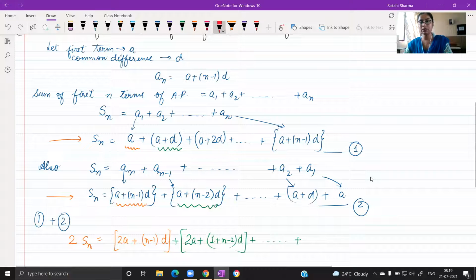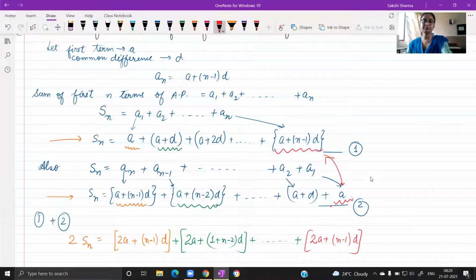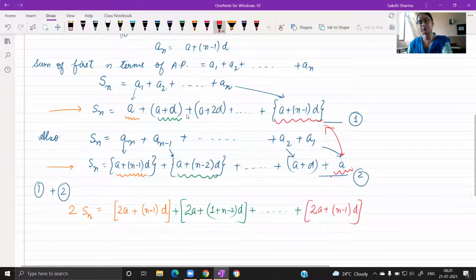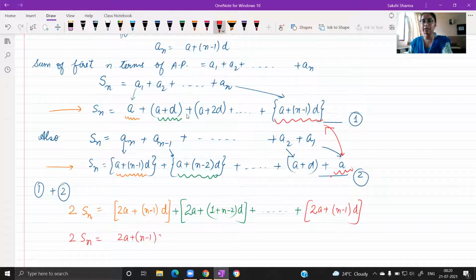Let's write down the sum of the last terms, this one. So this is again 2A plus n minus 1 times D. Observe and see, on the right hand side, we have the same expression being added multiple times. This is the expression 2A plus n minus 1 times D. यही add हो रहा है repeatedly.